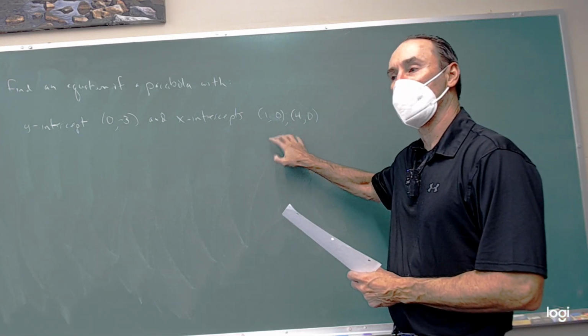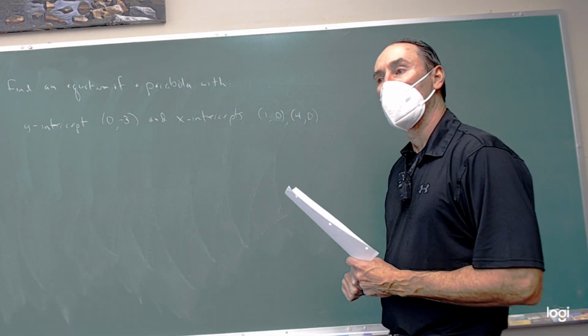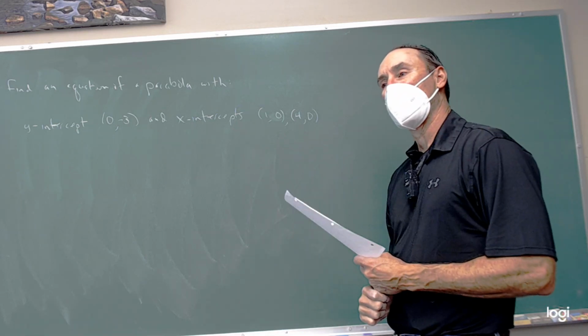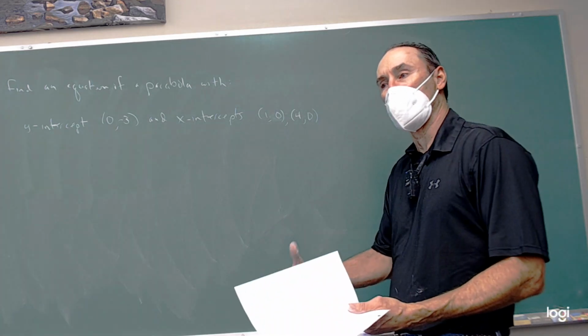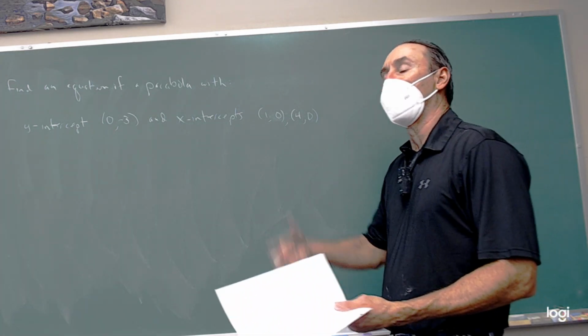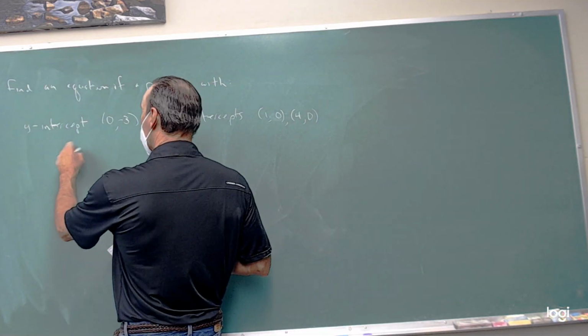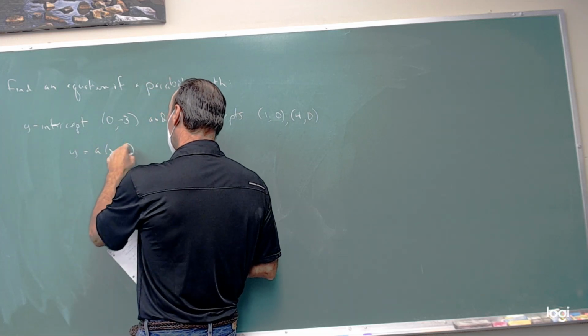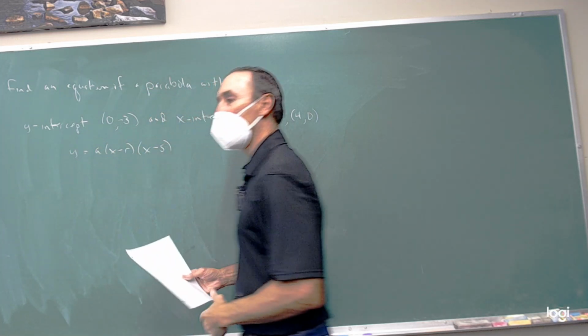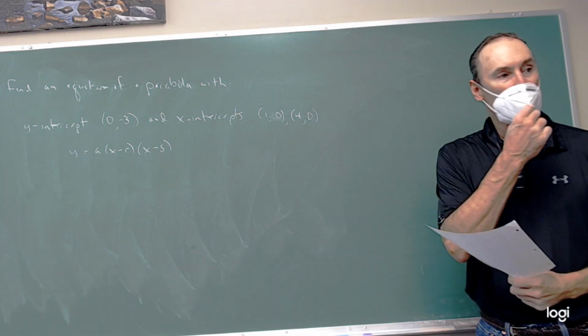If you're given x-intercepts, you should probably graph them. Oh, we don't even have to graph it. What's the form of our equation? You know it's going to be x minus 4 and x minus 1. So we're going to use our factored form. This is kind of our template. This is what we're starting with.